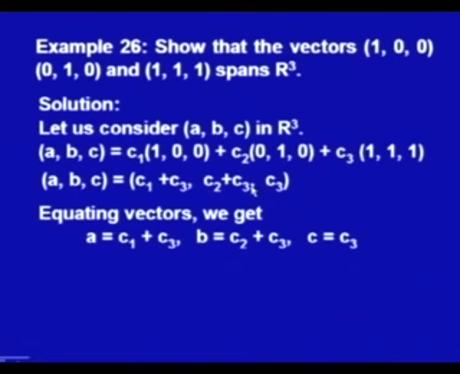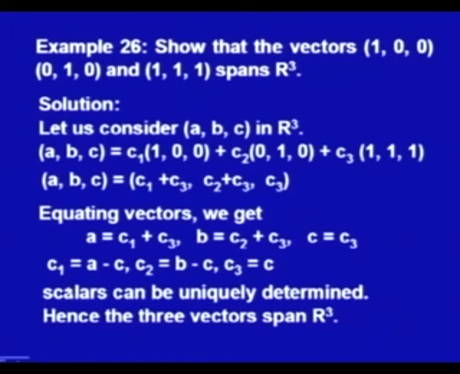Equating right hand side and left hand side, we get c equal to c3, the last component. Then b is equal to c2 plus c3, and a is equal to c1 plus c3. So c3 can easily be seen to be c, and once you get the value of c3 as c, c2 can be calculated as b minus c, and from the first equation, if you put the value of c3 as c, then c1 comes out to be a minus c. So for given values a, b, c, one can uniquely determine the scalars c1 as a minus c, c2 as b minus c, c3 as c. Thus, we can say that these three vectors (1, 0, 0), (0, 1, 0) and (1, 1, 1) span the vector space R3.